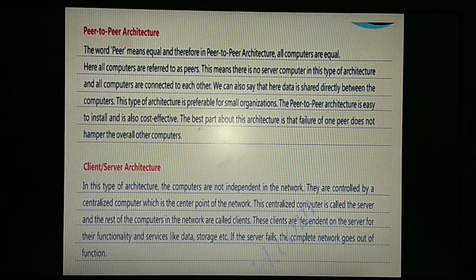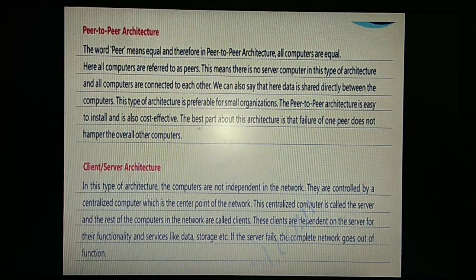This type of architecture is preferable for small organizations. The peer-to-peer architecture is easy to install and is also cost effective. The best part about this architecture is that failure of one peer does not hamper the other computers. Just understand over here what is peer-to-peer architecture.